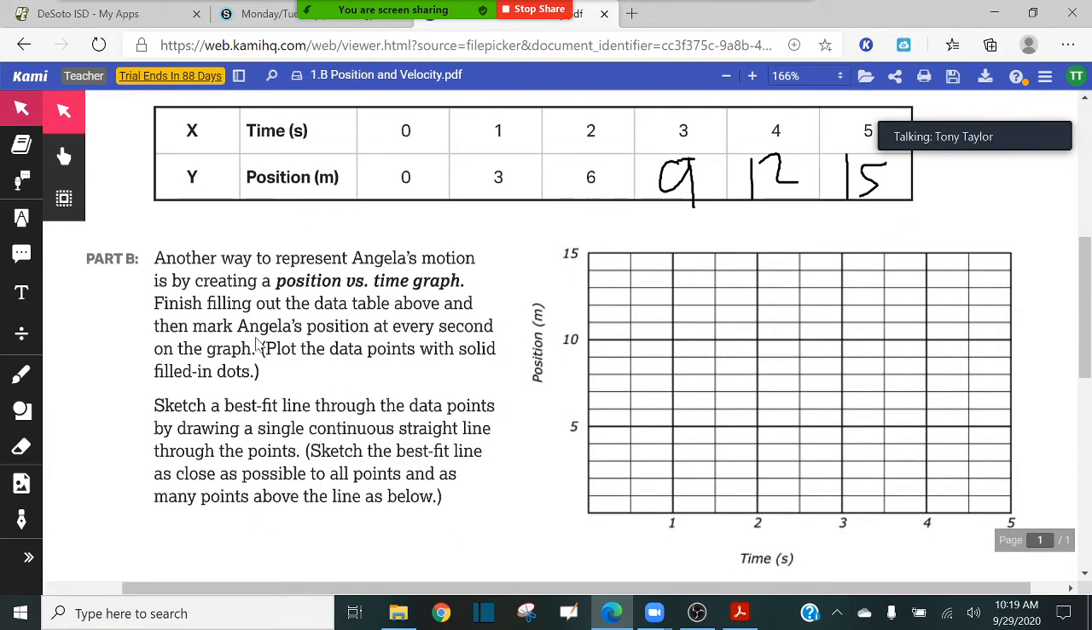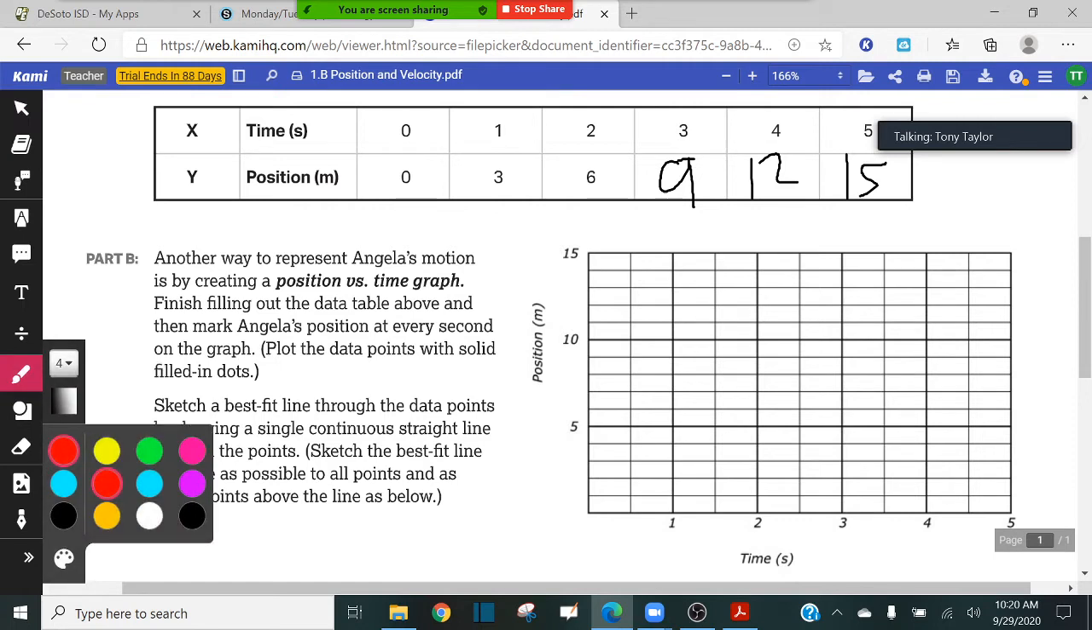Okay, so for a position time graph, remember, position always goes along the y-axis, and then time always goes along the x-axis. So just filling this in, this is how our position time graph will look. Okay, so at time t equals 0, Angela's at position 0. Okay, at time 1 second, she's at a position of 3 meters. So if you go over here to 1 second, and you go up 3 meters, 1, 2, 3. So this is 3 meters here. Okay, at 2 seconds, she's at 6 meters. 1, 2 seconds. And then we go up to 6 meters, which is this point right here. So at 2 seconds, she's at 6 meters.